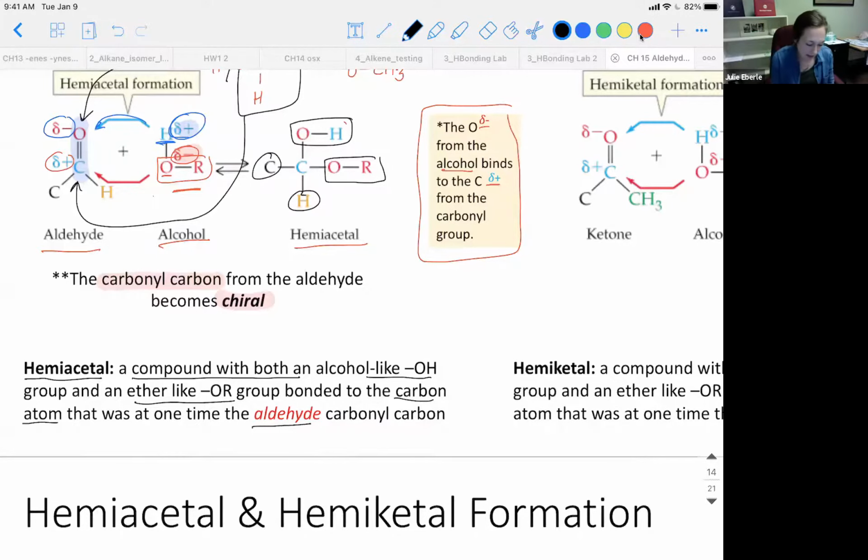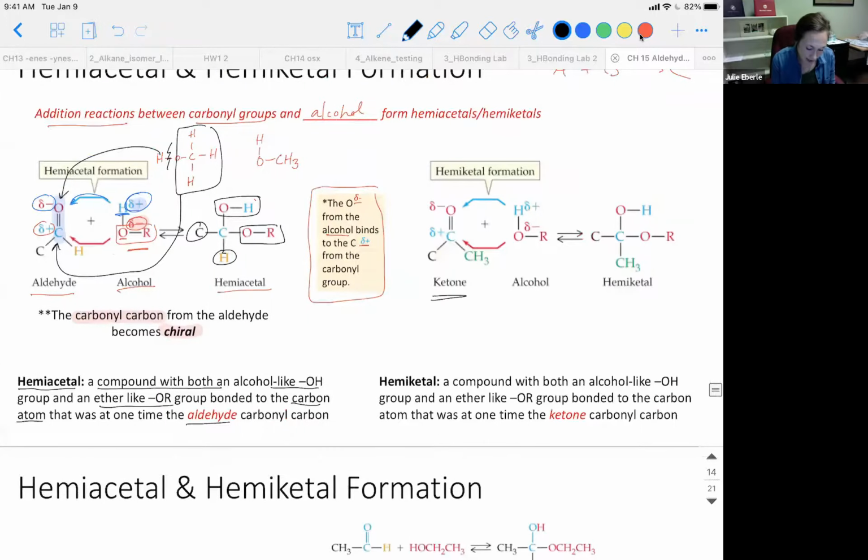Okay, now the same thing can happen when you have a ketone. You undergo the same reaction when you're adding an alcohol to a ketone. You're going to break the alcohol at the same spot, between the oxygen and the hydrogen. So again, if I have methanol over here, let's just say that's the alcohol we're going to use, I'm going to break it apart right here.